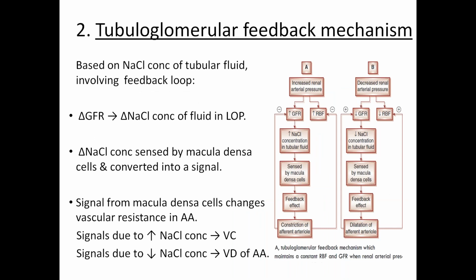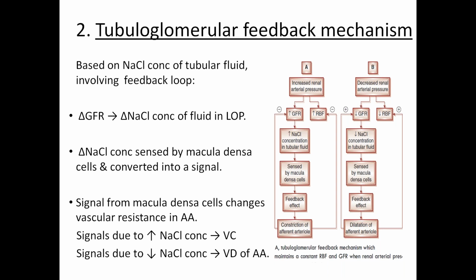Then your second mechanism is the tubulo-glomerular feedback mechanism. This is based on NaCl concentration of the tubular fluid, involving a feedback loop which operates as changes in GFR cause changes in sodium chloride concentration of fluid in the loop of Henle. And these changes in NaCl concentration will be sensed by your macula densa cells, remember, the chemoreceptor cells in the JGA apparatus, and converted into a signal.